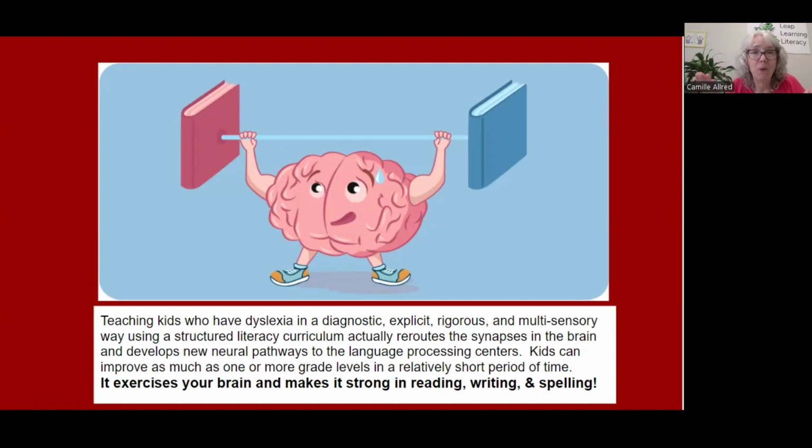It's like going down a road and it's blocked. So what do you do? You go another route, get where you need to be. And that's how kids need to be taught, using different methods as mentioned. Kids can improve as much as 1 or more grade levels in a relatively short period of time. It exercises your brain and makes it strong in reading, writing, and spelling.